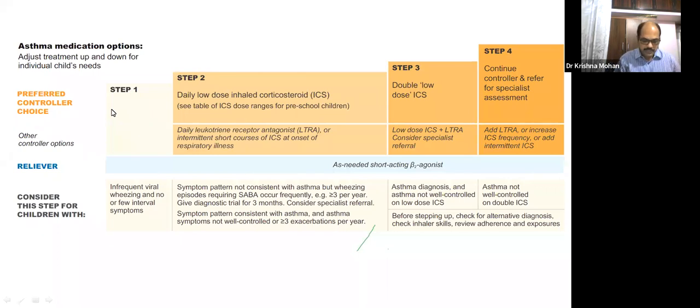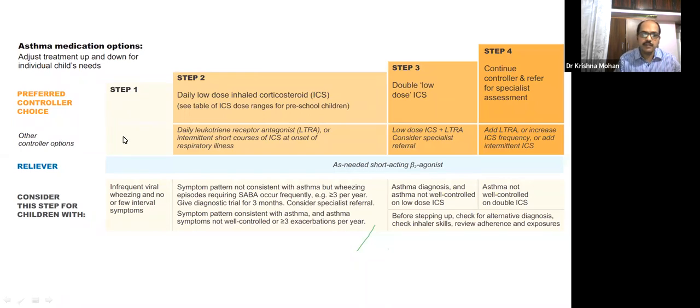Step one, what is the advice for step one? In step one, there is no need of any preventer. What is advised is that whenever you are getting symptoms, you take a short-acting beta agonist. So in this age group there is no recent change. What we were following for the last so many years is still kept like that only. So what is step one for?